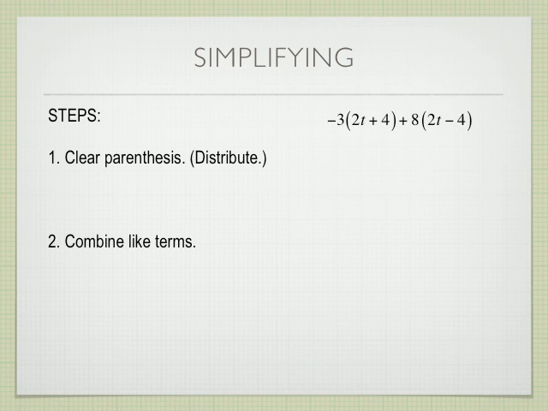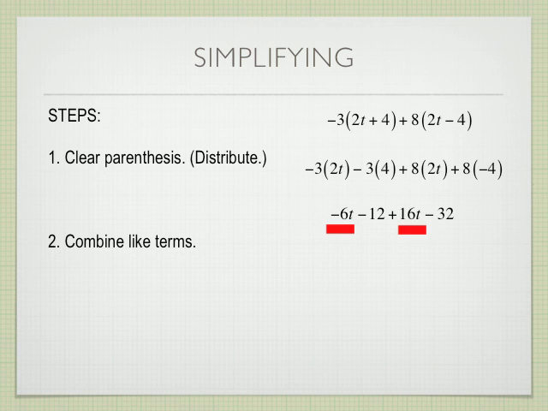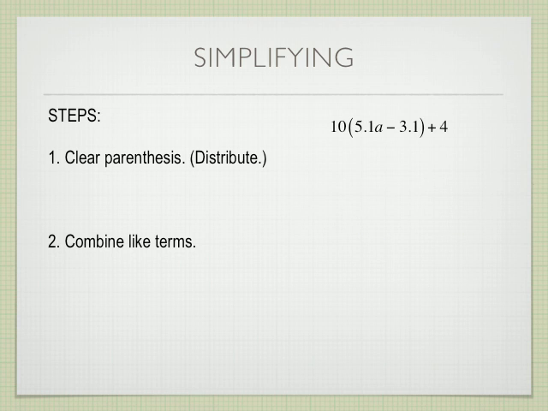Okay, now that you're back, distribute the negative 3, and then distribute the 8. The negative 3 distributed, the 8 distributed, so I have negative 6t minus 12 plus 16t minus 32. Where are my like terms? Okay, those t's are like terms. The numbers are like terms. So negative 6t plus 16t gives me 10t. Negative 12 and negative 32 gives me negative 44.